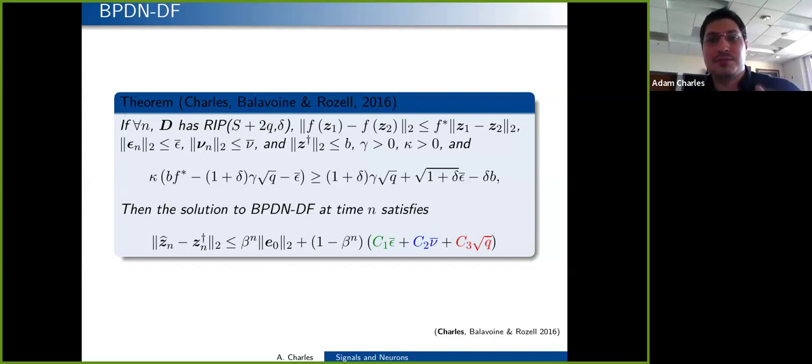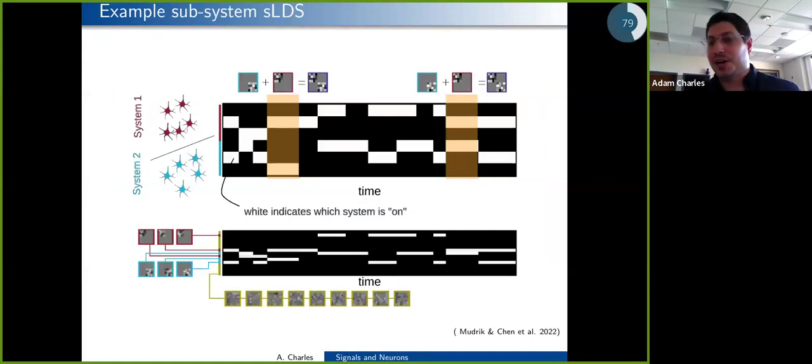This is what we did back in the day when we were studying these types of systems. It relies on compressed sensing type of technology, but just to say that this is the right thing to do and it works.